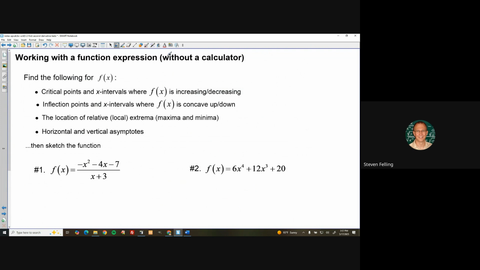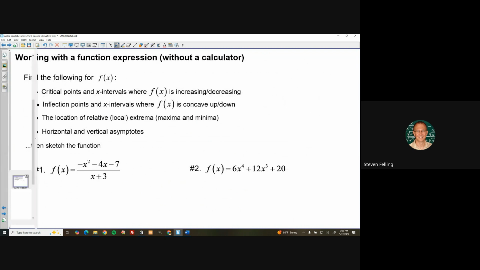First of all, let's say it says find the following for f of x. We're going to be given a function, and we want to find the critical points where the x and y values are increasing and decreasing, find inflection values, and where it's concave up or down, find the location of any relative maximum or minimum, and any asymptotes. And then we'll sketch the function. All right, so I'm going to show you a kind of a big procedure here that you can use to evaluate these. And these two examples will finish this first half of the lesson. We'll finish the video after these.